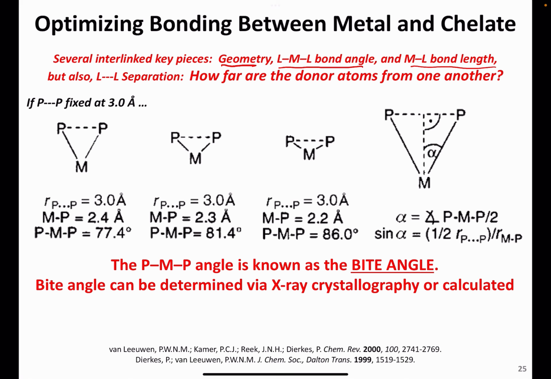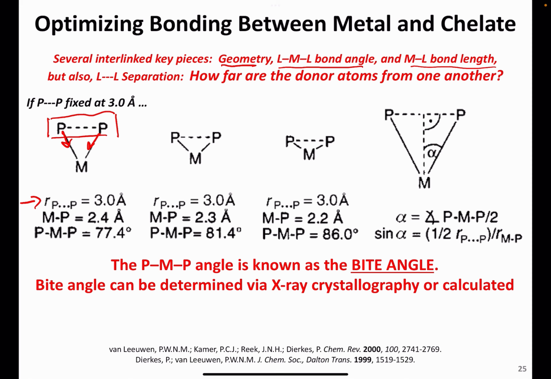Well, if the ligand is forming a chelate, there are two different donors. There are two donor atoms that now are going to bind to the transition metal center, like so. And so what's really important is the spacing between the two donor atoms, in this case, phosphorus. And so here we've got the PP distance fixed at 3 angstroms.